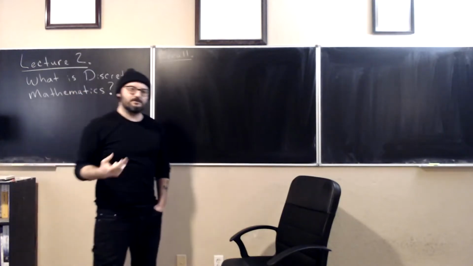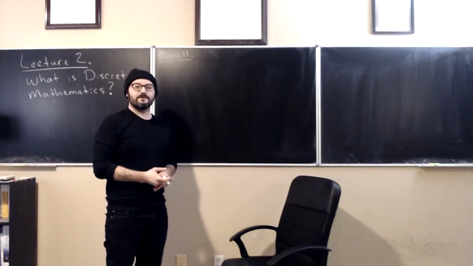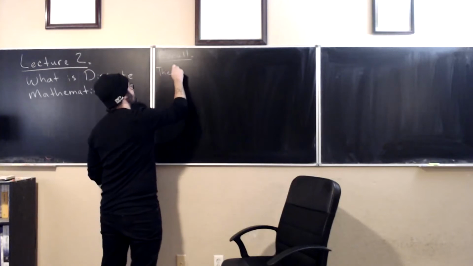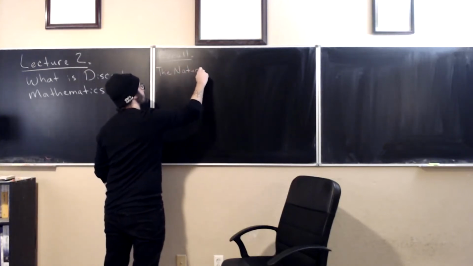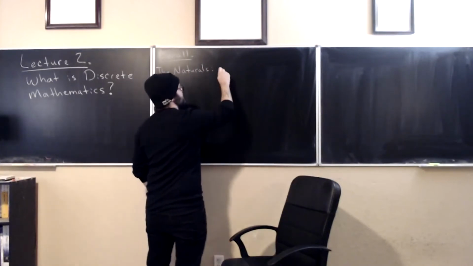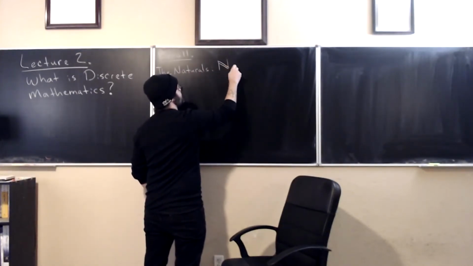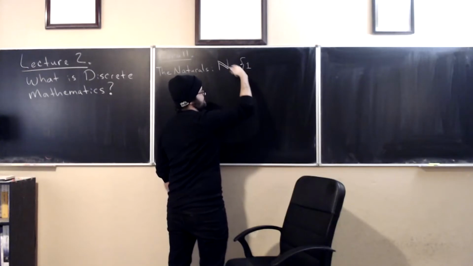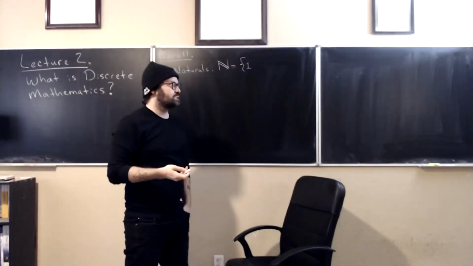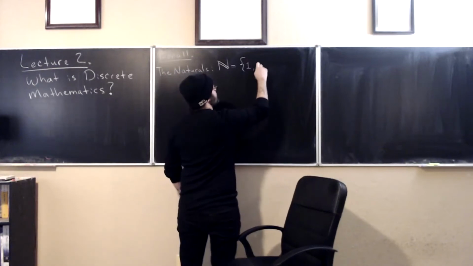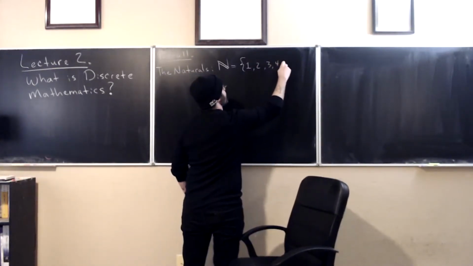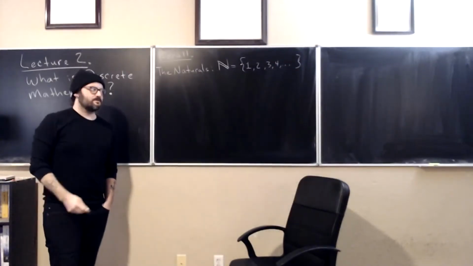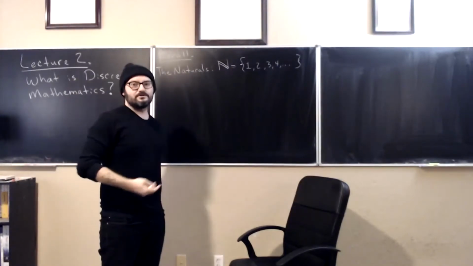First, we need to remember what the natural numbers are, or the counting numbers. So natural numbers, typically denoted by this fancy looking N, are the numbers, and this is set notation that I'm using, which we'll get to in a few weeks, 1, 2, 3, 4, dot, dot, dot, off to infinity. Okay. These are sometimes called the counting numbers because these are the numbers we use to count.